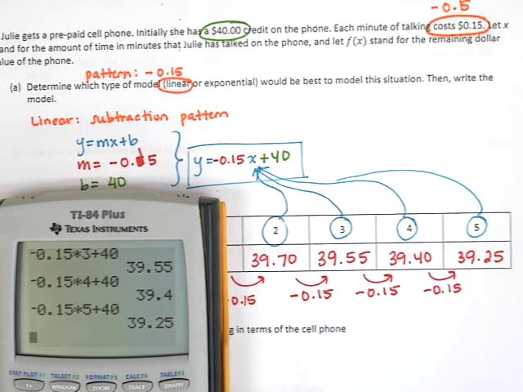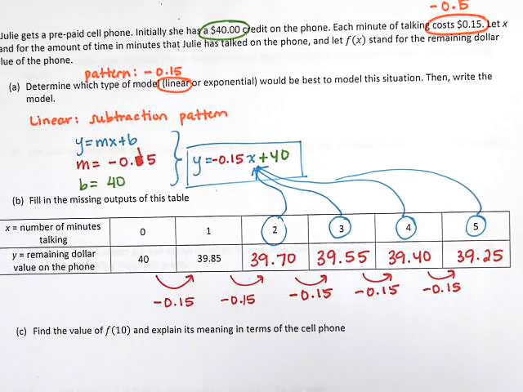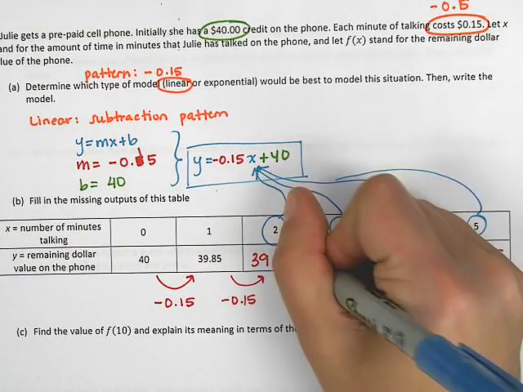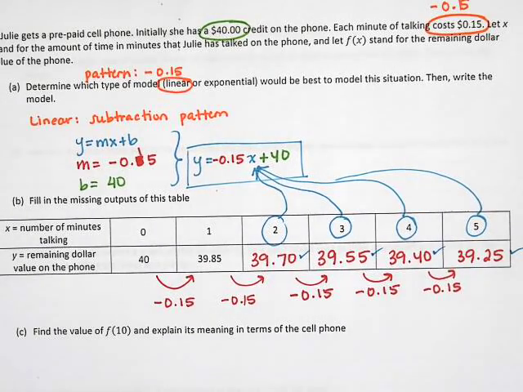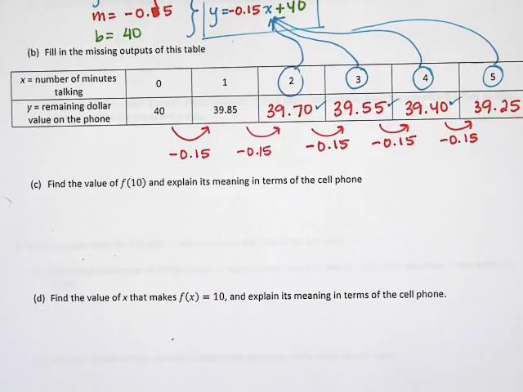Now you'll notice we were able to do the exact same thing with this equation that we did on the previous example, where we were able to find a relationship between the pattern and the table, as well as between the equation and the table. Now let's take a look at the follow-up questions.